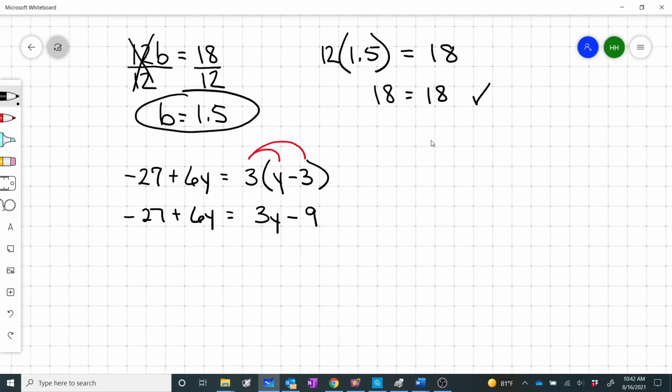Alright, we did some problems like this last week. Now we're going to identify the smaller variable, and we're going to do the opposite of the smallest variable. So we got a 6y and a 3y. This is a positive 3y, so we're going to subtract 3y from each side.